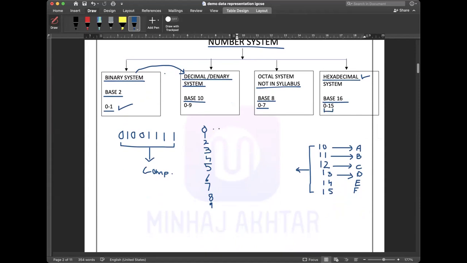So 0 till 9 are the same numbers as denary, but the numbers after 9, like 10, 11, 12, 13, 14, and 15, are represented by alphabets. So 10 is represented by? A. Yes. 11 is represented by? B. 12 is represented by? C. And so on.